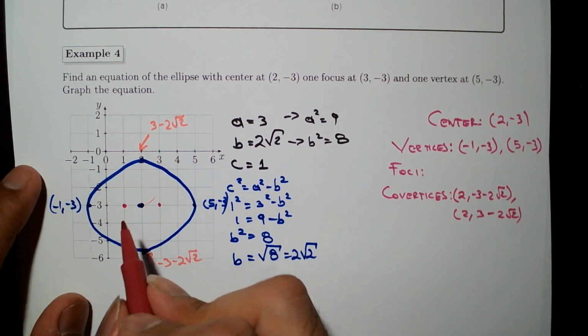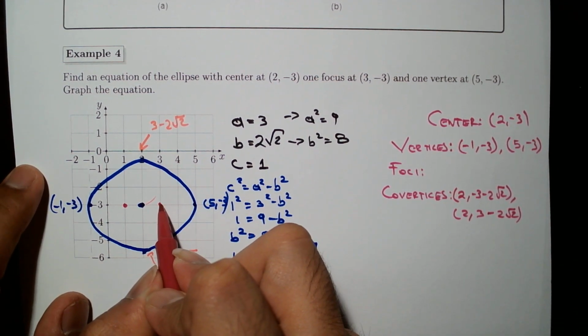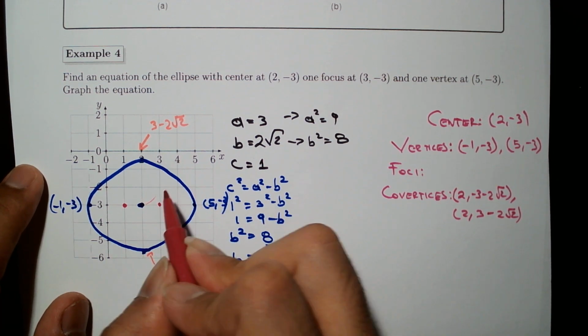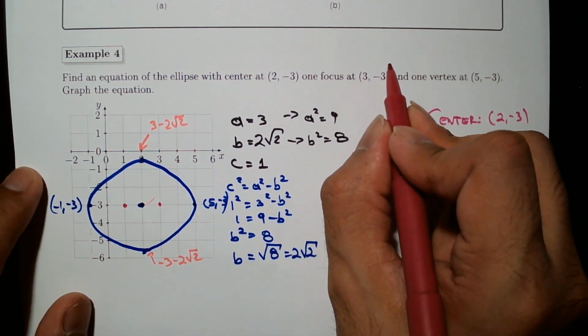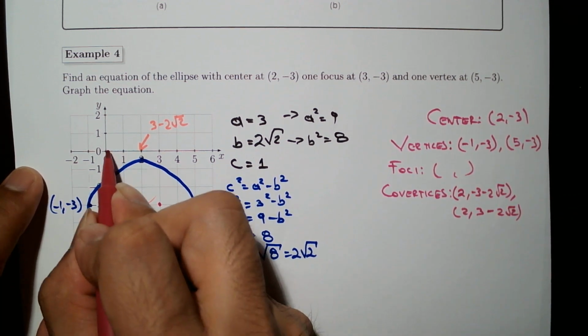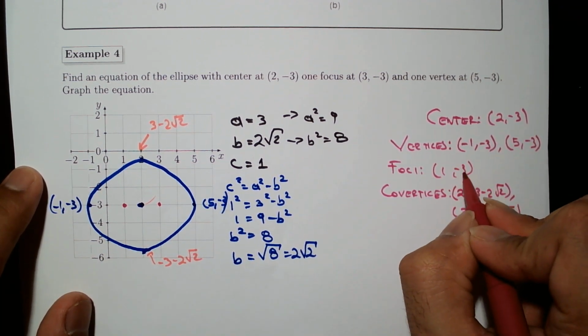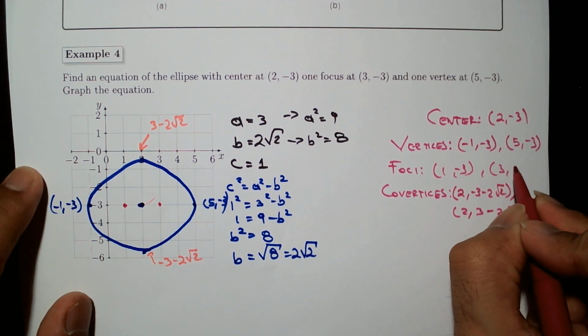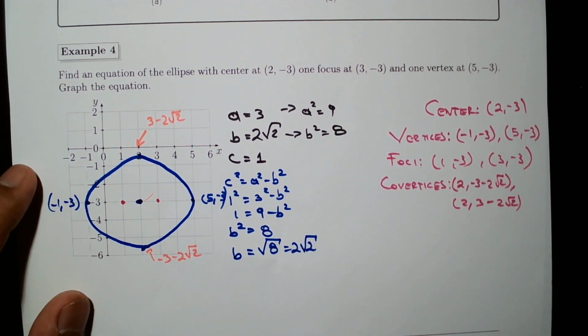Foci, that's going to be 3, negative 3, which is already given. And the other one, 1, negative 3. Now we need to write down the equation.